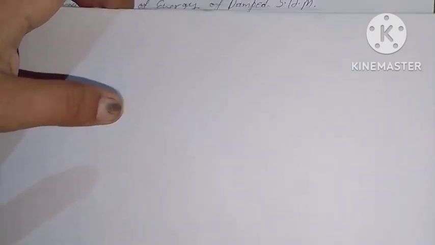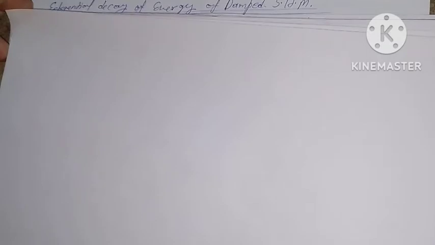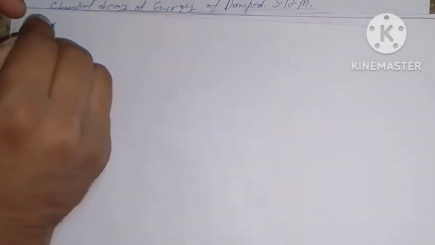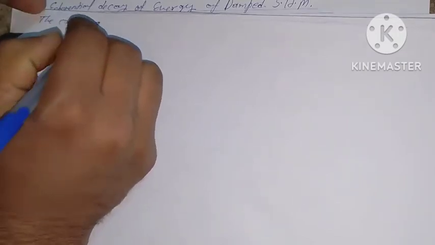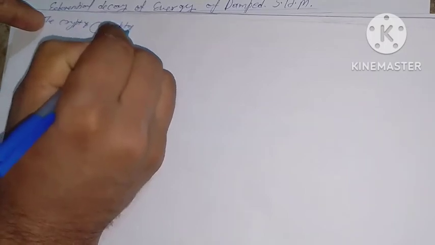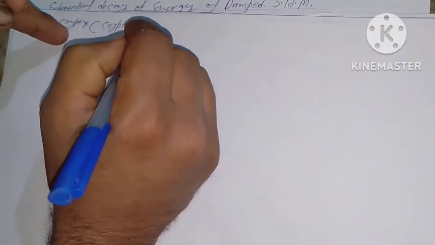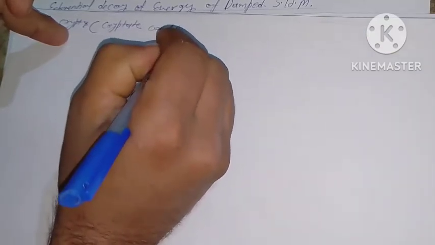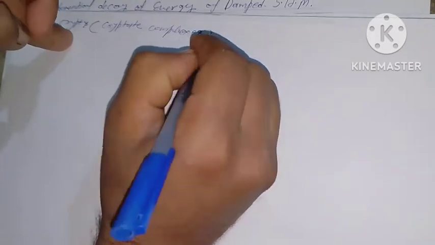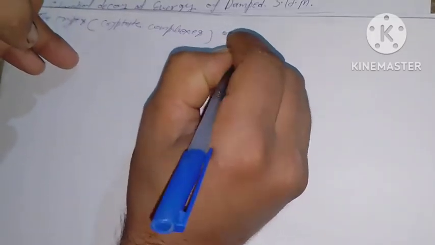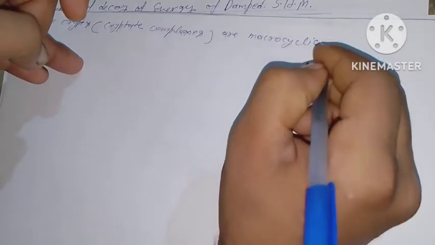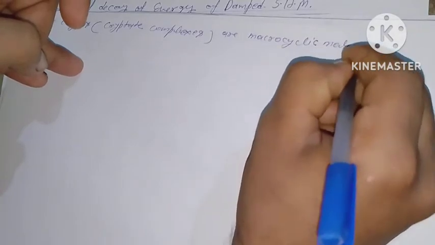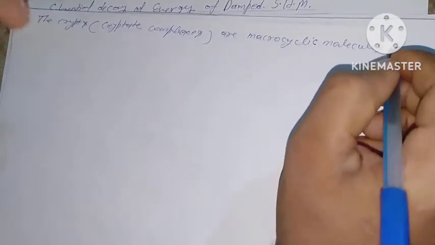The crypts, the cryptate complexes, are macrocyclic molecules with nitrogen and oxygen.